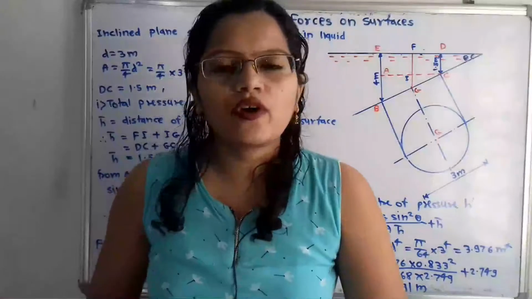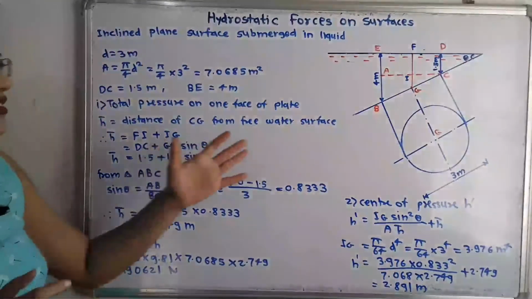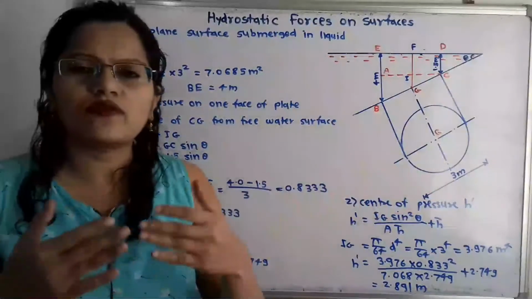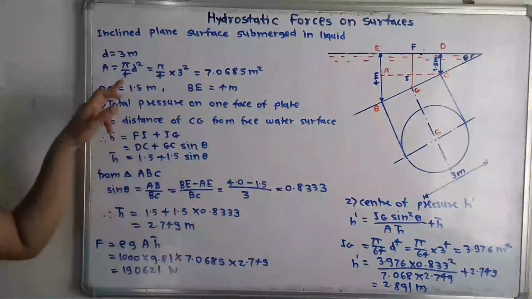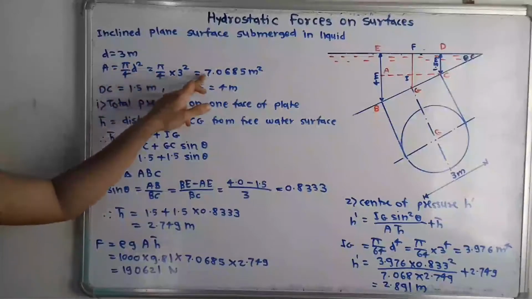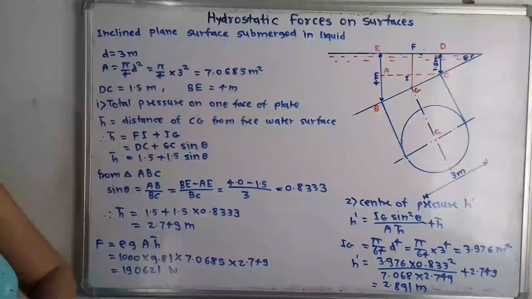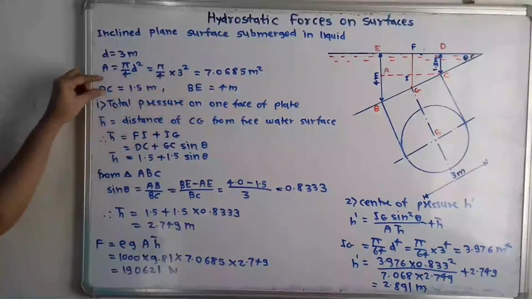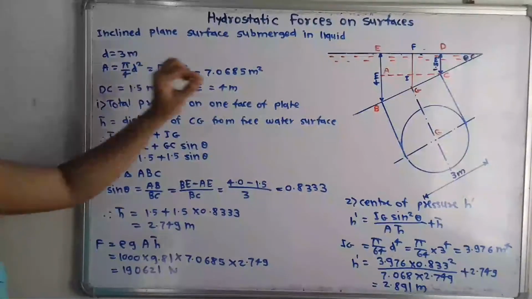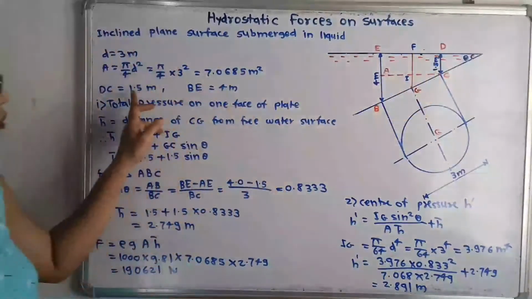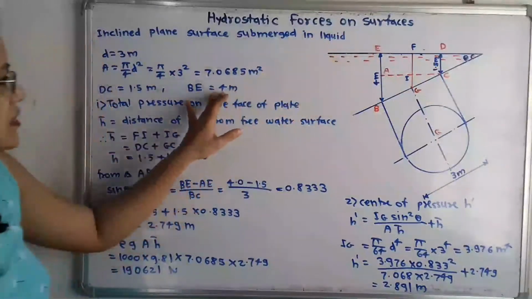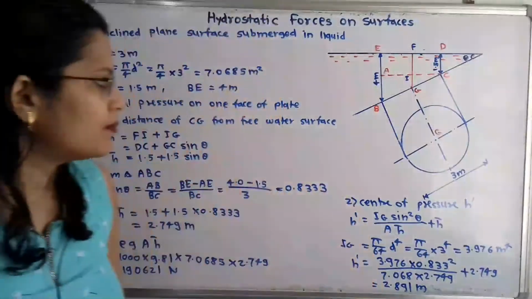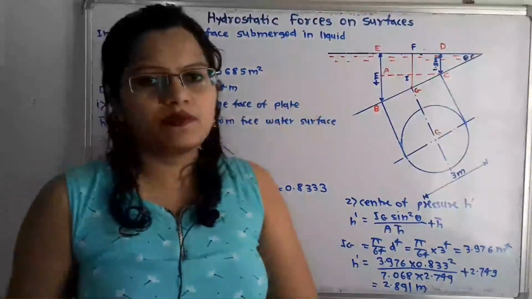Now what are the dimensions given about this circular plate? The diameter is 3 meter. From that we can calculate the area, that is pi by 4 d square, equal to 7.0685 meter square. The least depth is this distance DC, which is equal to 1.5 meter, and the greatest depth, BE, is equal to 4 meter. Now we have to calculate the total pressure on one face of the plate.